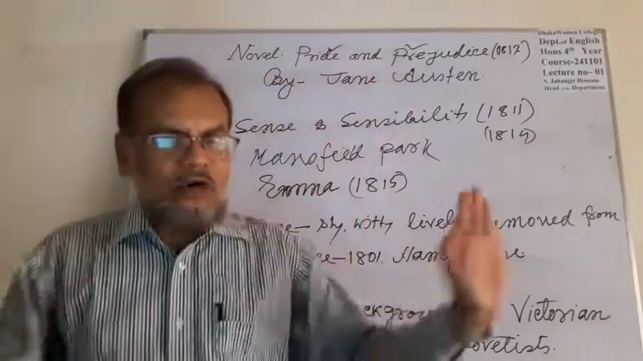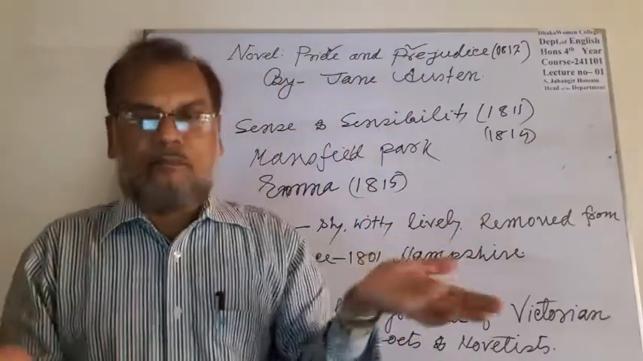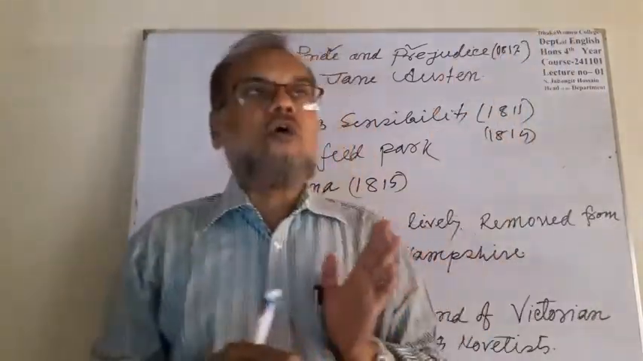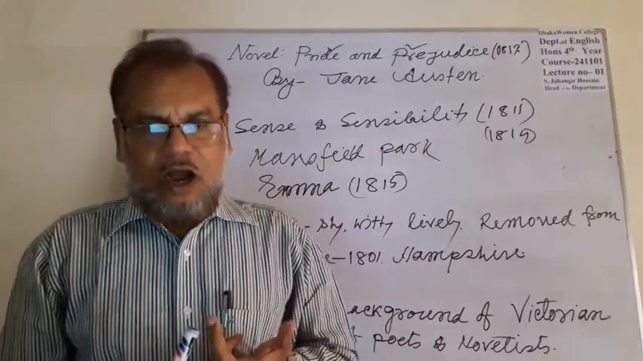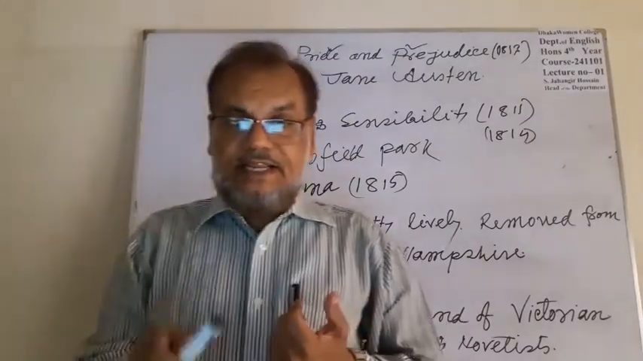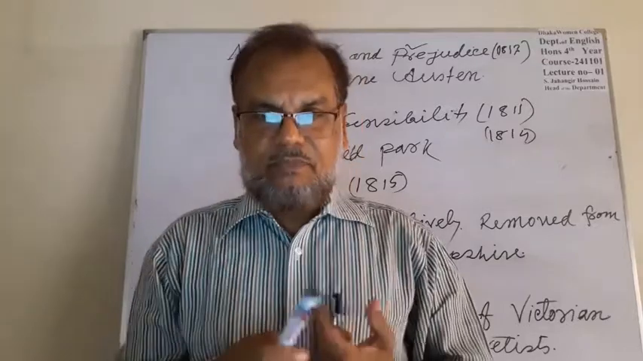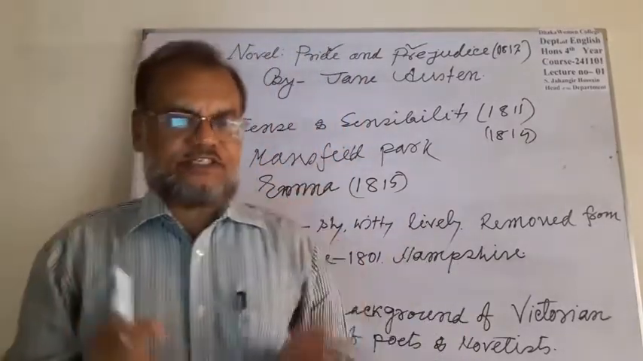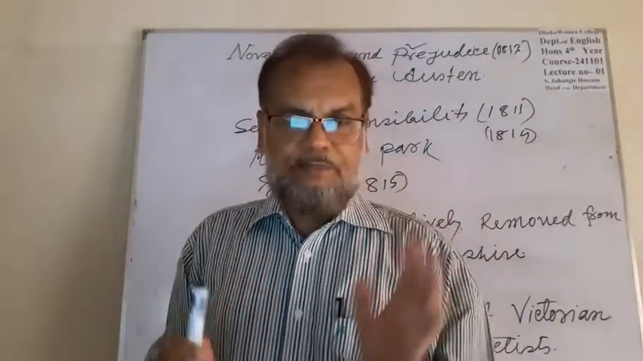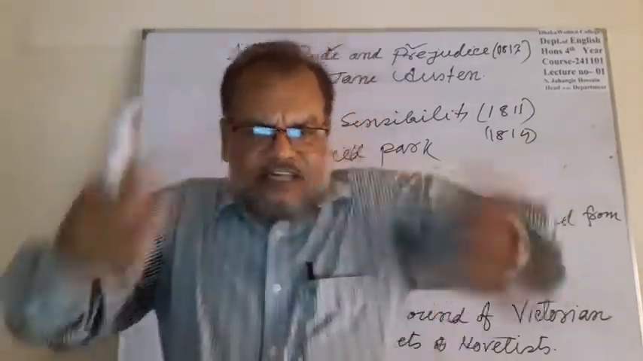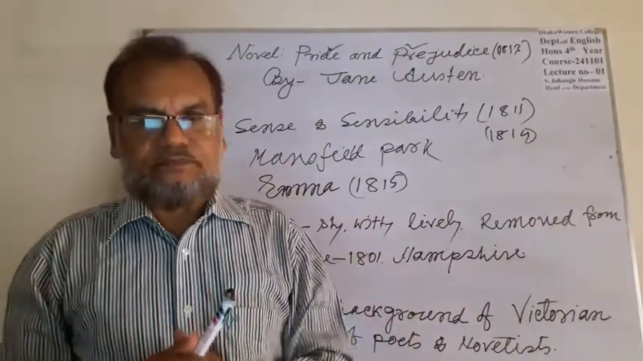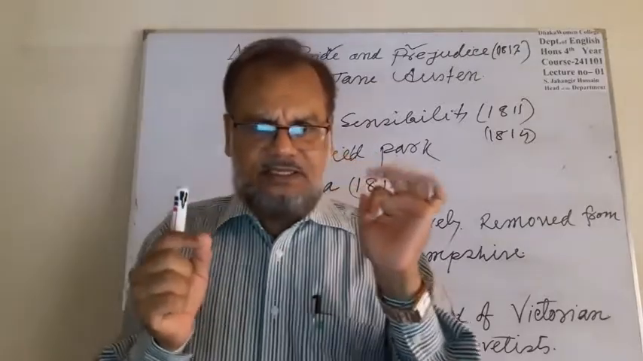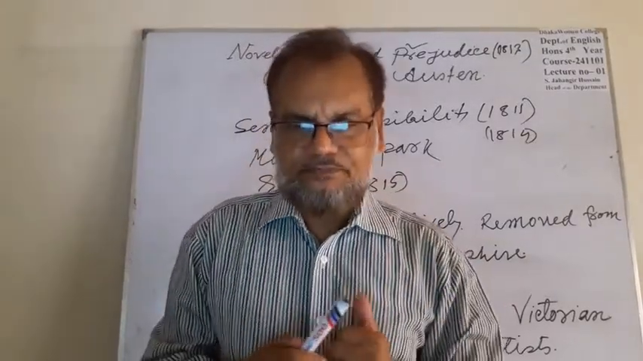The age is commonly associated with the reign of Queen Victoria, who came to the British throne in 1837. The age of Queen Victoria is so important because of its effects on the literature of the time. It has a specific significance in the history of England.